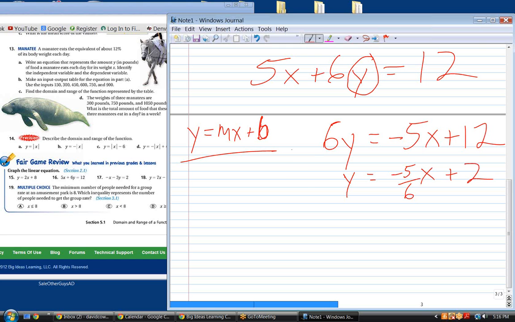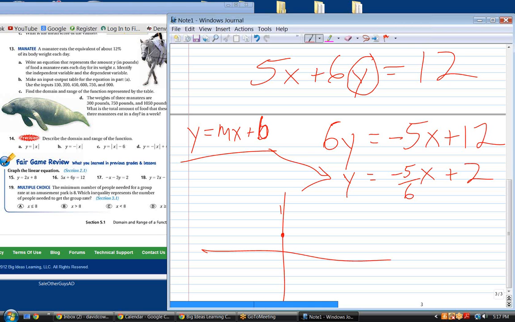Now we have it in y equals mx plus b format, and I can graph it. Where do I start my graph? So you start your graph at positive 2. Okay, right there.